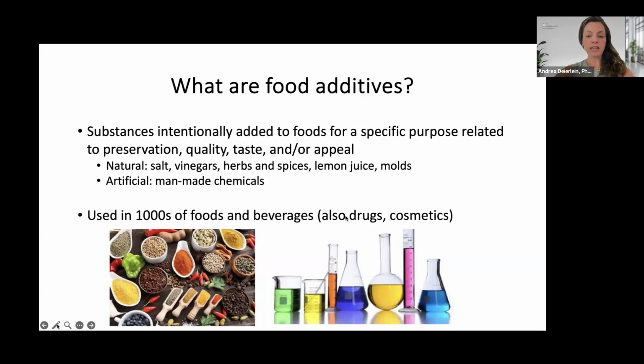And though I'm not talking about it today, obviously these chemicals are also added to medications, as well as personal care products and cosmetics, obviously adding colors to cosmetics or different lotions or other products that we may use.